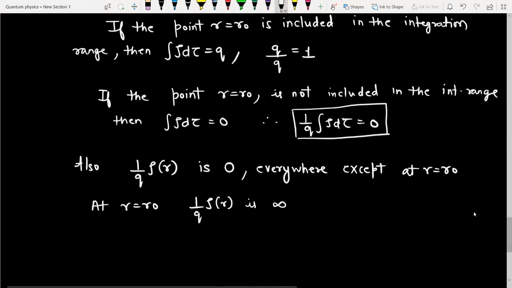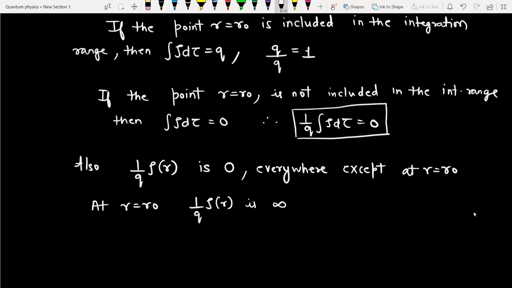if you look at what I have just discussed above, aren't these the conditions for the Dirac delta function, for this function to be a Dirac delta function? So this function is 0 everywhere except at r equal to r naught. At r equal to r naught, this function is infinity. If you look at the definition of the Dirac delta function, delta of r minus r naught is 0 everywhere except at the point r equal to r naught, but at r equal to r naught, that function is infinity. So isn't this the definition of the Dirac delta function?